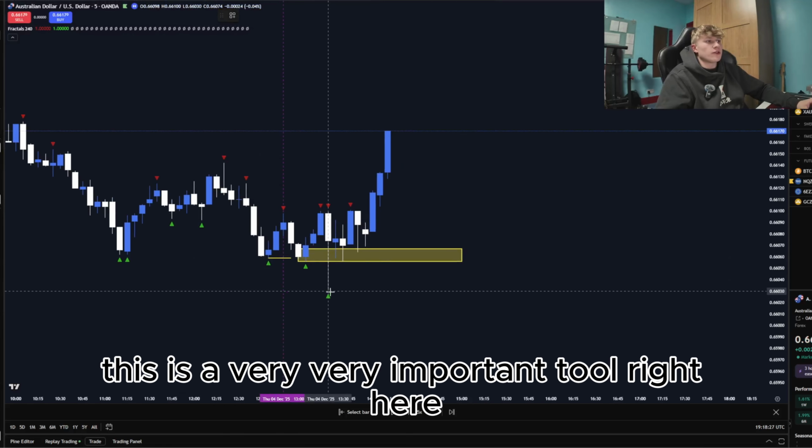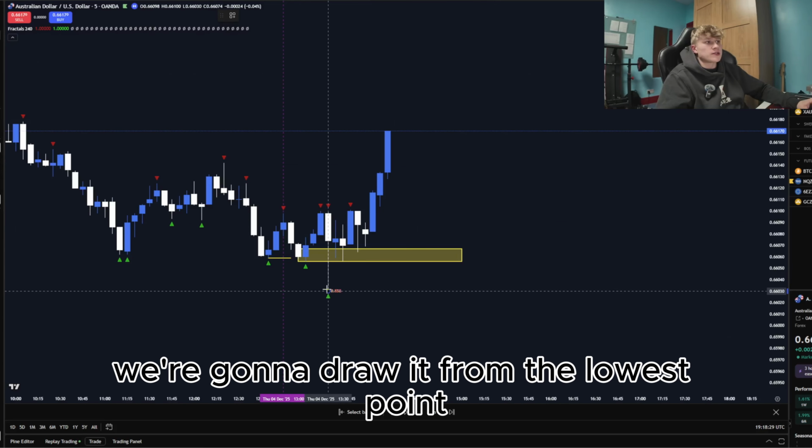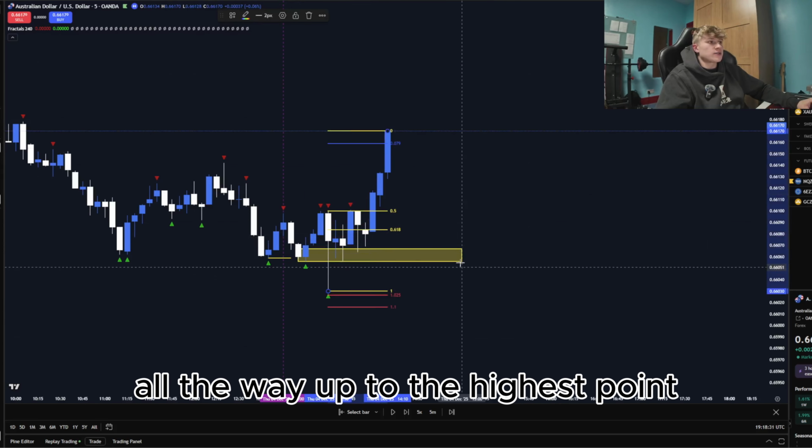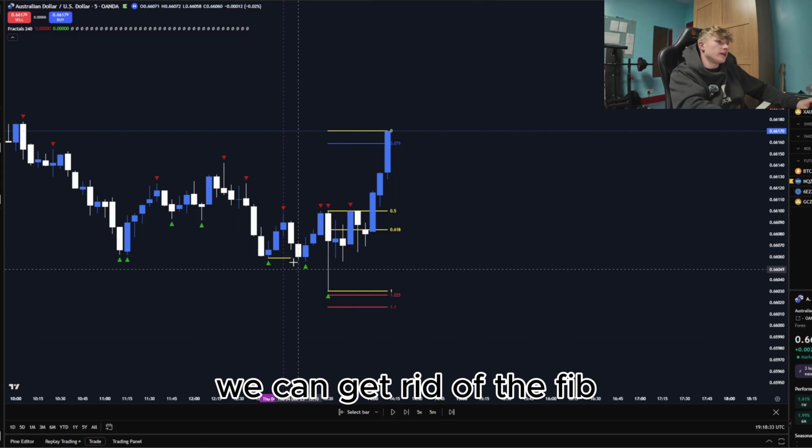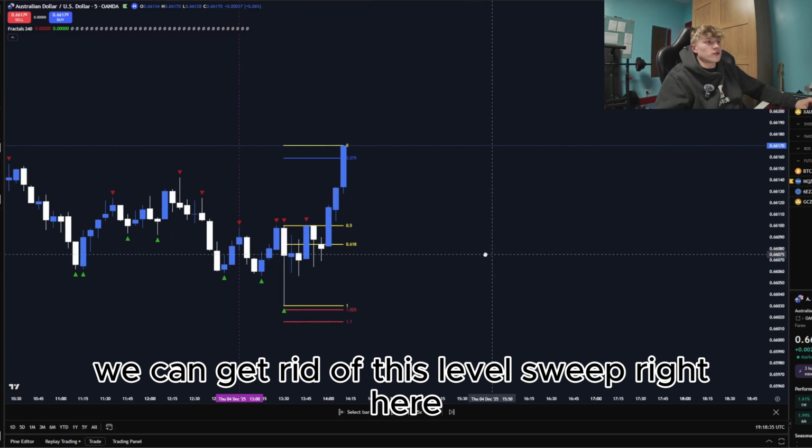This is a very, very important tool right here. We're going to draw it from the lowest point all the way up to the highest point, and this is going to give us our entry. We can get rid of the fib, we can get rid of this level sweep right here.